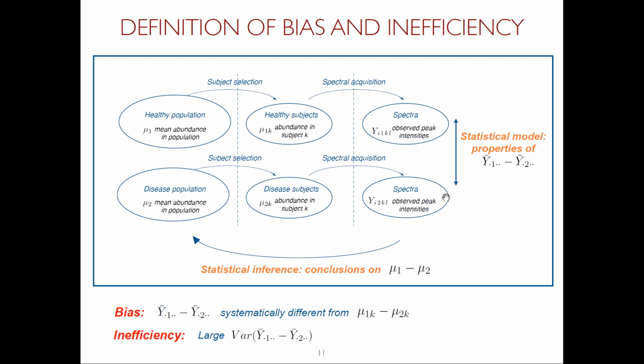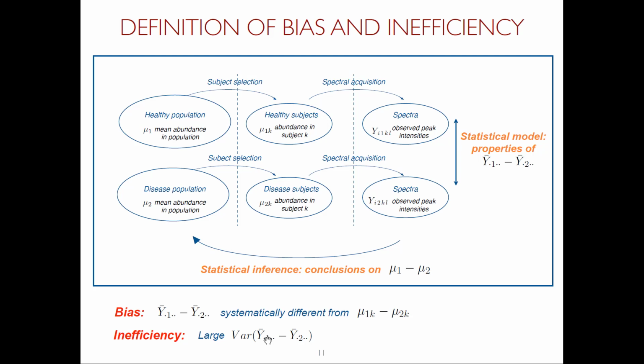And so the goal for us is to take what we observe, summarize this in some useful ways, and describe the statistical properties of the summaries. And this allows us to make some statements about the underlying populations. And so bias in this case means that our differences are systematically away from the true differences. And the inefficiency means that we have large variability associated with them.